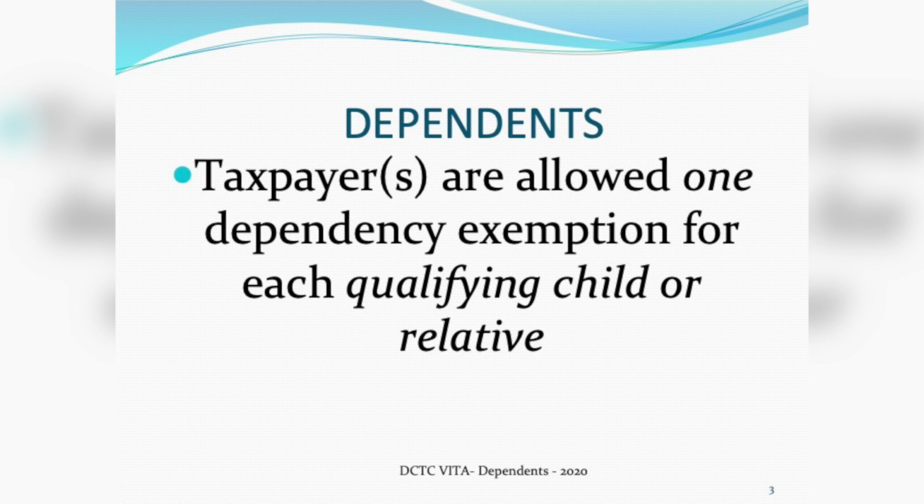On this slide, dependents, taxpayers are allowed one dependency exemption for each qualifying child or relative. So here we see new verbiage or terms: qualifying child or qualifying relative. Those terms are defined for you on page C-1, Publication 4012, as well as in Publication 4491. We will touch on them here. However, you will need to study them as you move forward in your training. But let's move to the next slide.